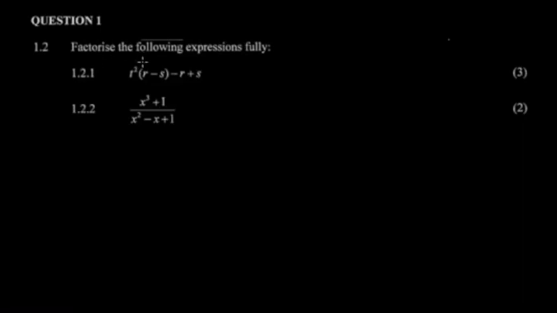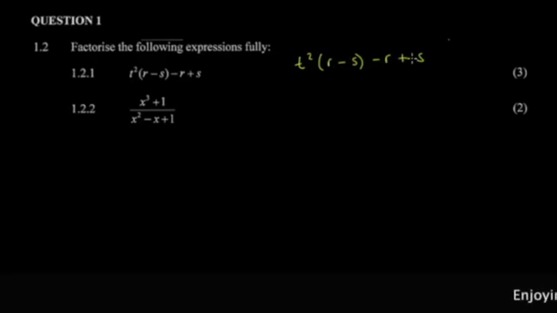So the next question says, factorize the following expressions fully. Okay, so factorize the following expressions fully. So you have this. So let me copy it. It's t squared (r minus s) minus r plus s. Somehow by inspection you can see that r minus s and negative r plus s, they're kind of familiar. They actually, the one is the negative of the other. Okay, they're a negative of the other. So here, you can actually match these brackets. So let me show you what I'm talking about.